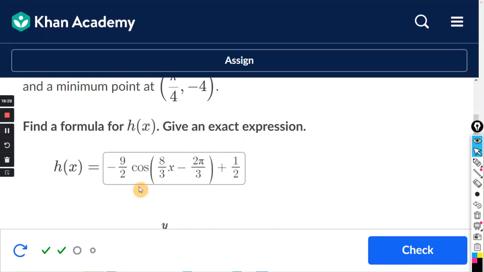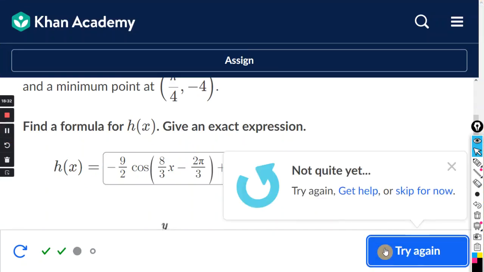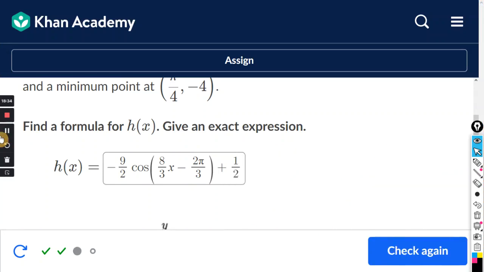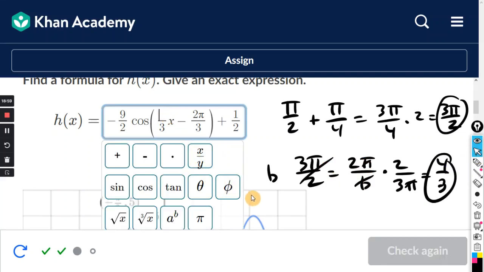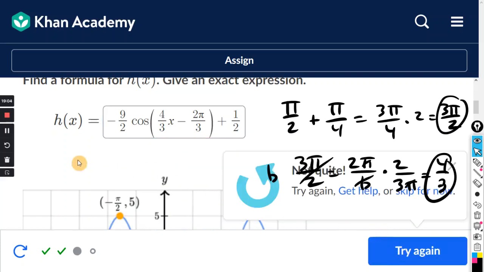All right, fingers crossed. Okay, let's see what I did wrong. All right, let's see. I recalculated the value for B. The period is actually 3 pi/2. If I set 3 pi/2 equal to the formula for the period, 2 pi/b, I get B equals 4/3. So let me see. Hopefully that's the only problem here. I'll make it 4/3 x instead of 8/3. Fingers crossed. Okay, let's see.